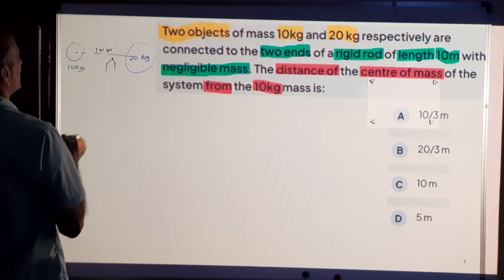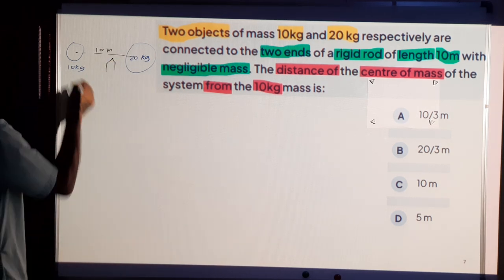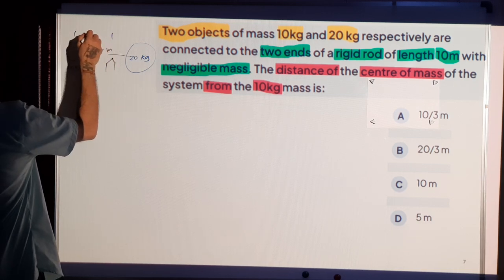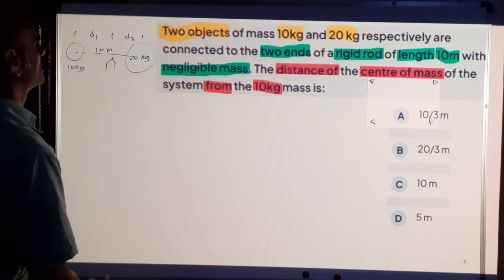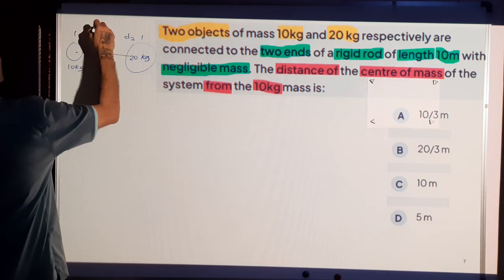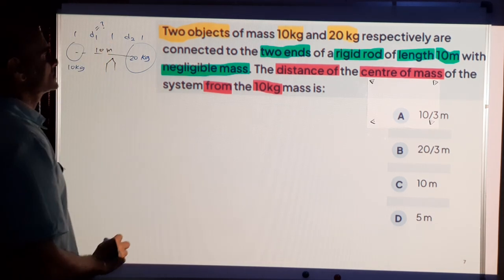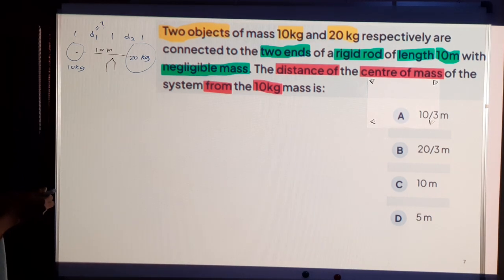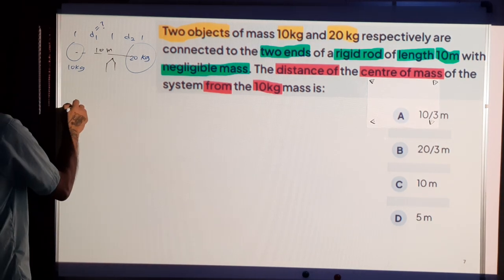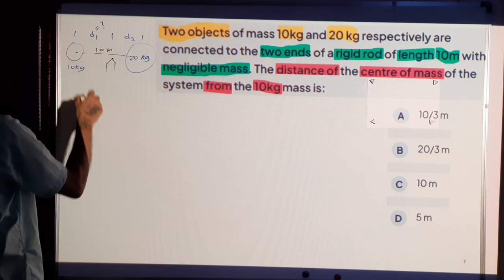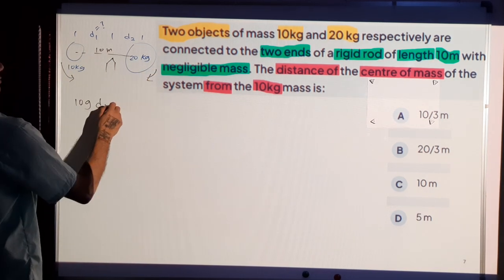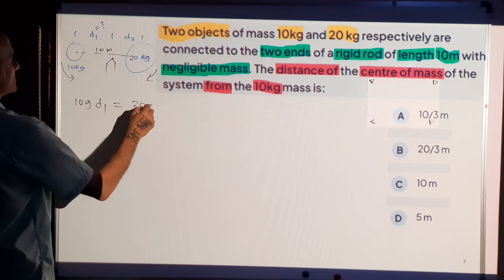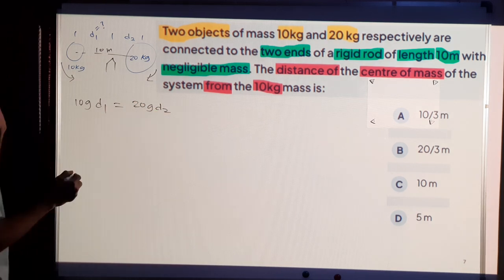Let it be here. And let this distance be d1 and this distance be d2. So you have to find d1, the distance of the center of mass from the 10 kg mass. So d1 is the one we have to find out. This is the balance point. 10g into d1 is this torque, which should be balanced by the clockwise torque, which is 20g into d2.